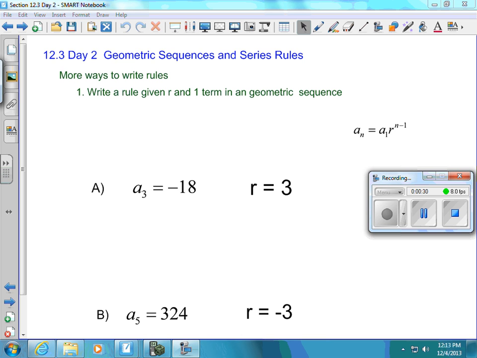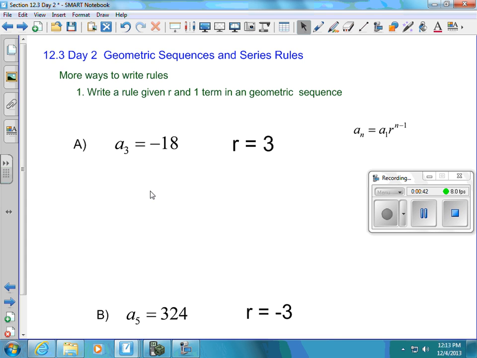Okay, so if we're going to write a rule, we need to have an a sub 1 and an r. If we're given one of those, generally we can solve for the other. In this case, we're given r and another term. So what we're going to do is substitute the term in and r in and solve for a sub 1. So a sub 3 equals negative 18, then our n is 3, and our a sub n is negative 18.